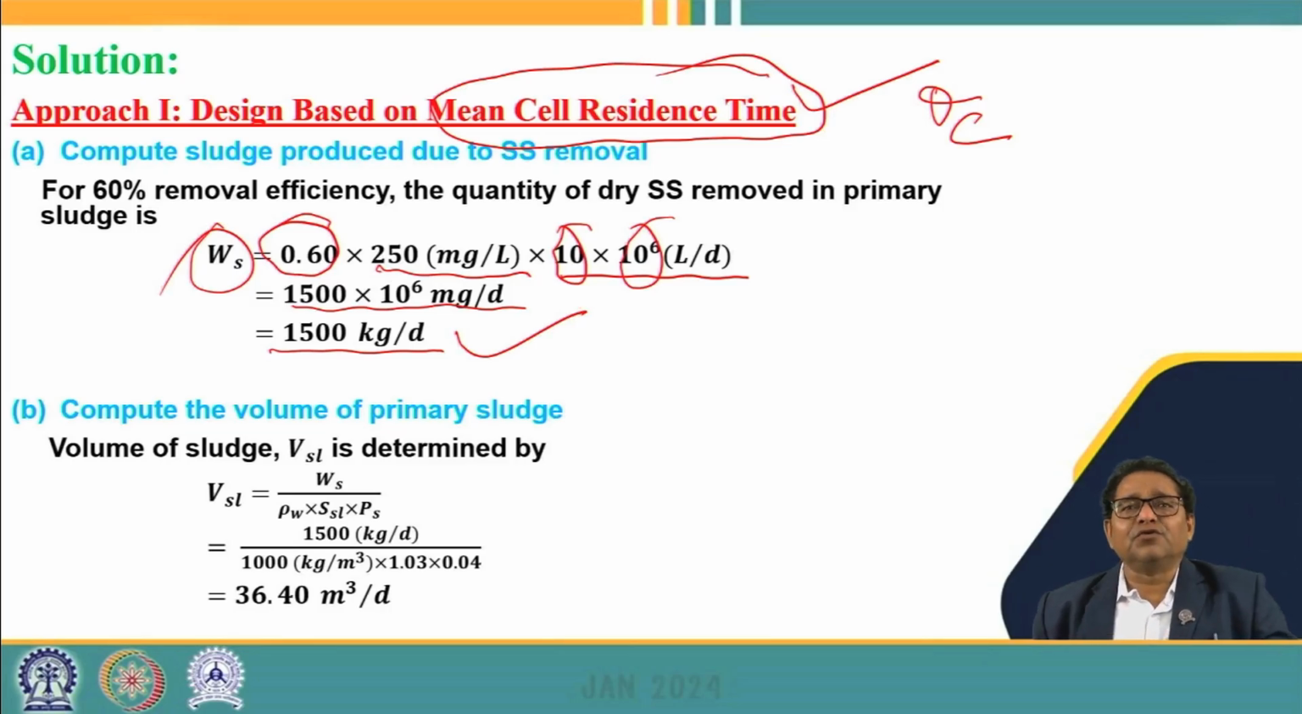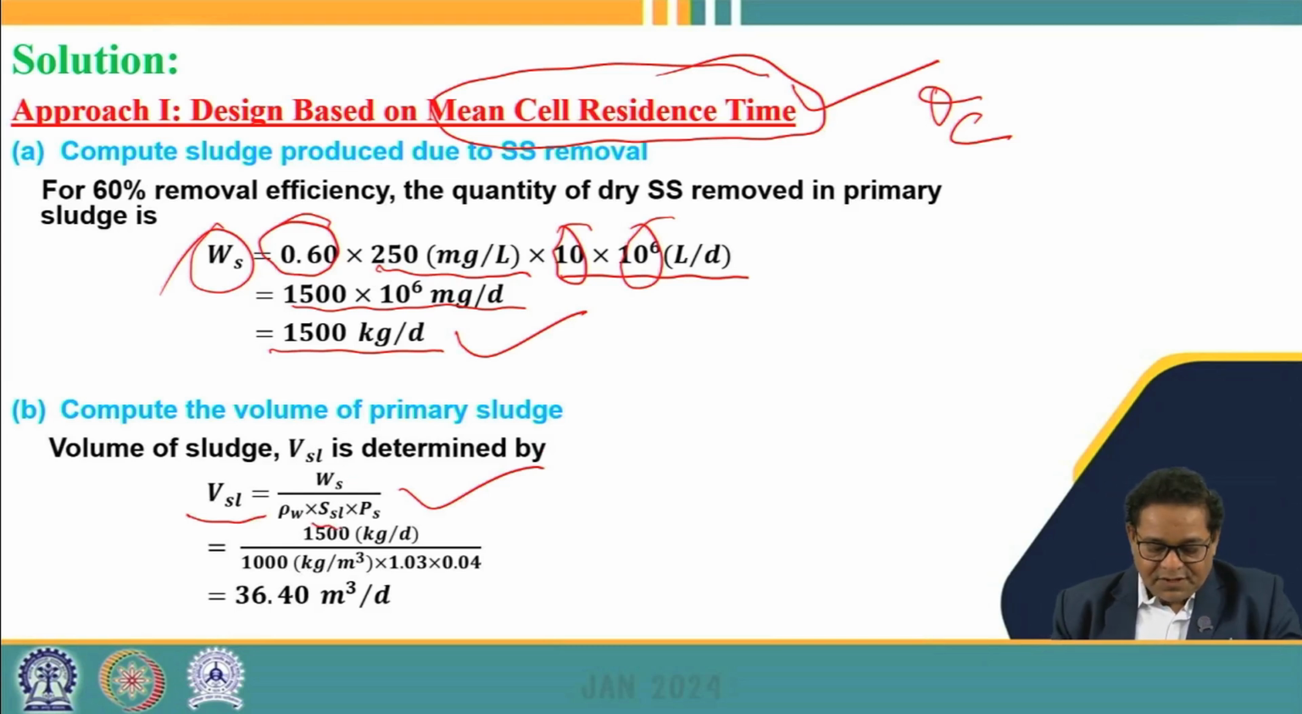Now this is the total weight of the solids which are produced per day, and now we have to calculate its equivalent volume. To convert this weight into volume, we use this equation: the volume of the raw sludge is equal to Ws divided by the density of water times the specific gravity of the sludge times the percentage of solids in the raw sludge. Here the weight of the sludge we have got is 1500.